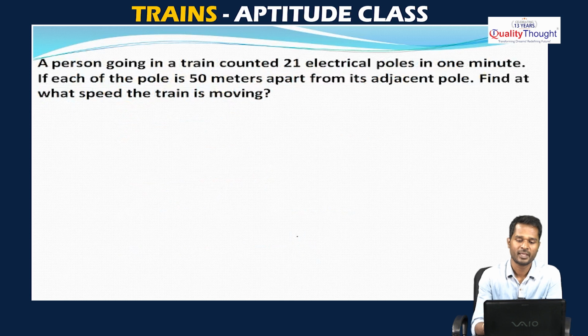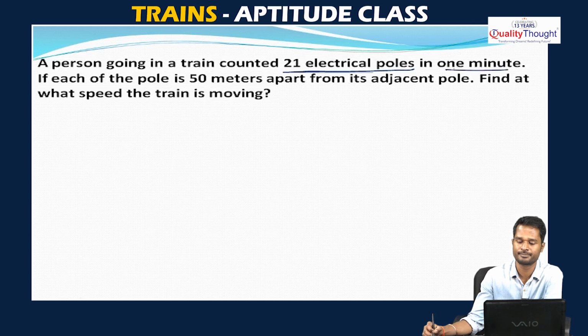See the question, a person going in a train counted 21 electric poles in 1 minute. If each of the poles is 50 meters apart from its adjacent pole, find at what speed the train is moving. Very interesting question. See, there are total 21 electric poles. A person counted 21 electric poles in 1 minute. In 1 minute he can count 21 electric poles.